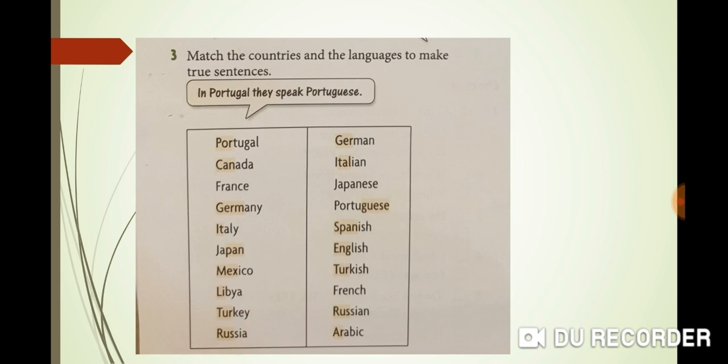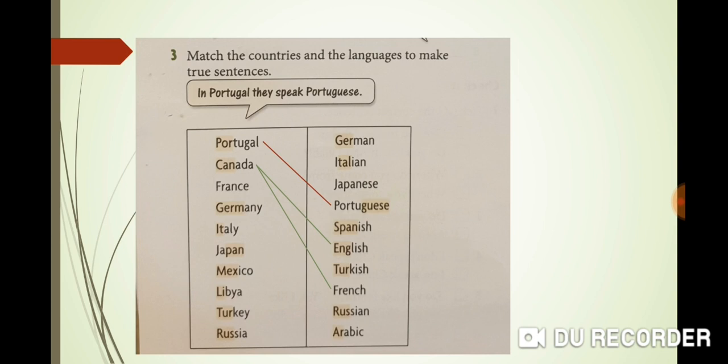Now here we have languages. Match the countries and languages to make true sentences. For example, we have in Portugal, they speak Portuguese. What about Canada? In Canada, they speak English and French.